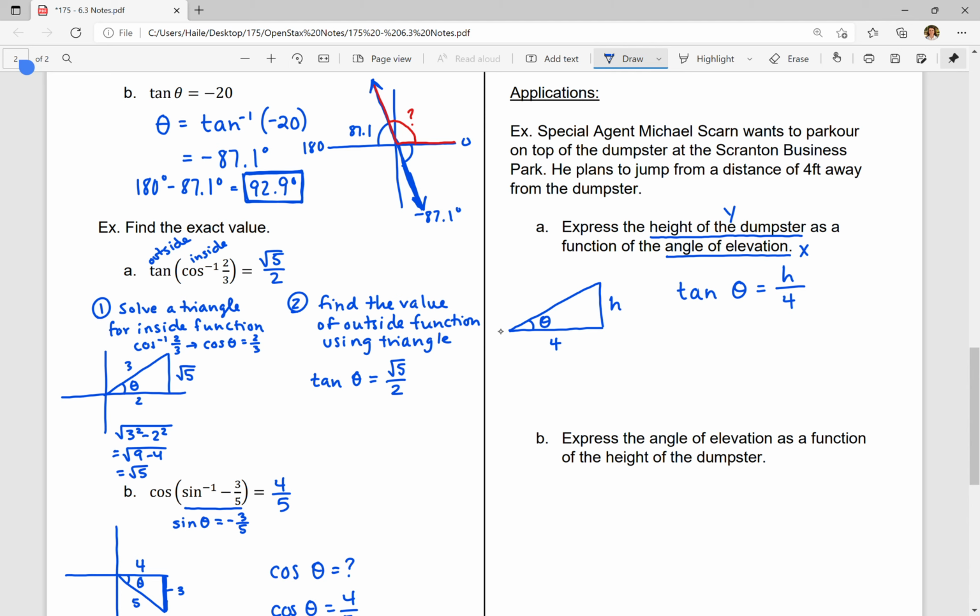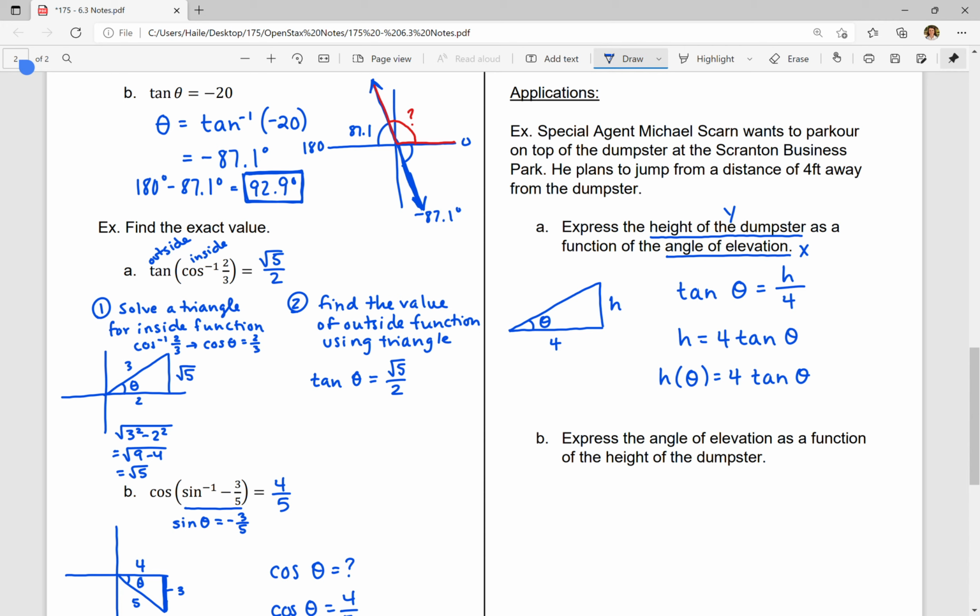If we want to get h by itself, maybe the first thing we want to do is multiply by 4. So we have h is equal to 4 times tangent of theta, and right there I have h by itself, so I'm good. One last way to write this is h of theta is equal to 4 times tangent of theta.